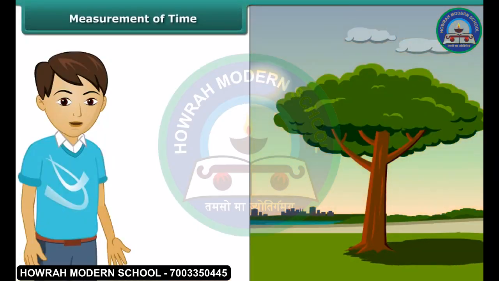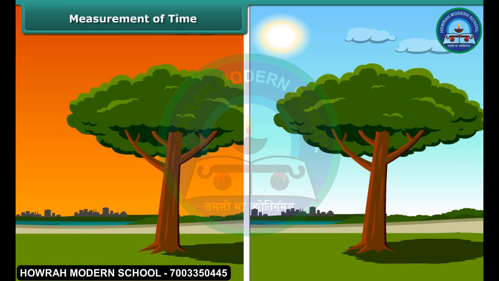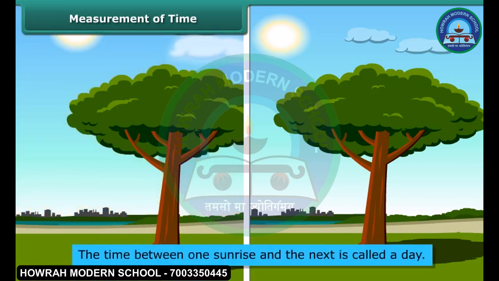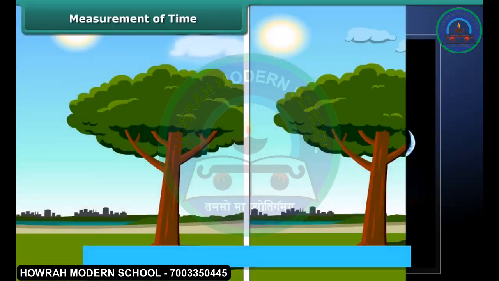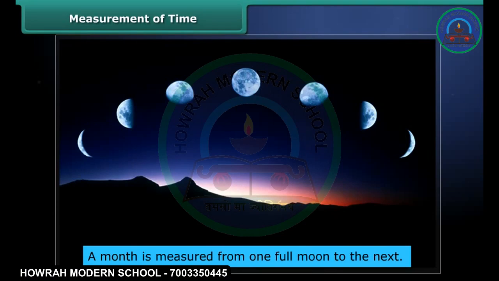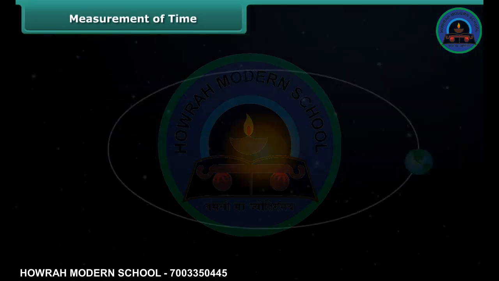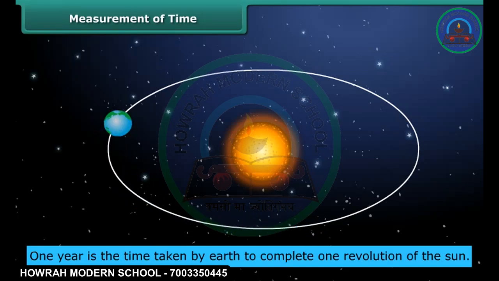Have you ever wondered how our elders could tell the approximate time of the day by just looking at the shadows? Many events in nature repeat themselves after definite intervals of time. For example, sun rises every day in the morning. The time between one sunrise and the next is called a day. Similarly, a month is measured from one full moon to the next. 1 year is the time taken by Earth to complete one revolution of the sun.